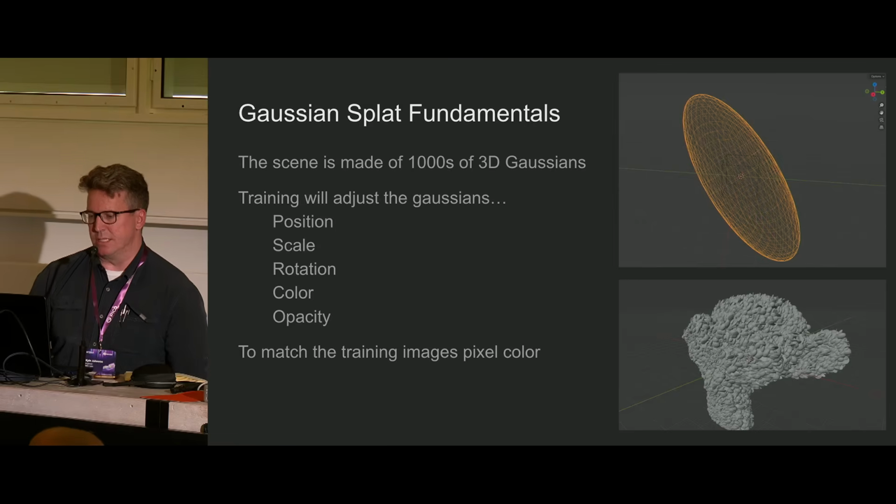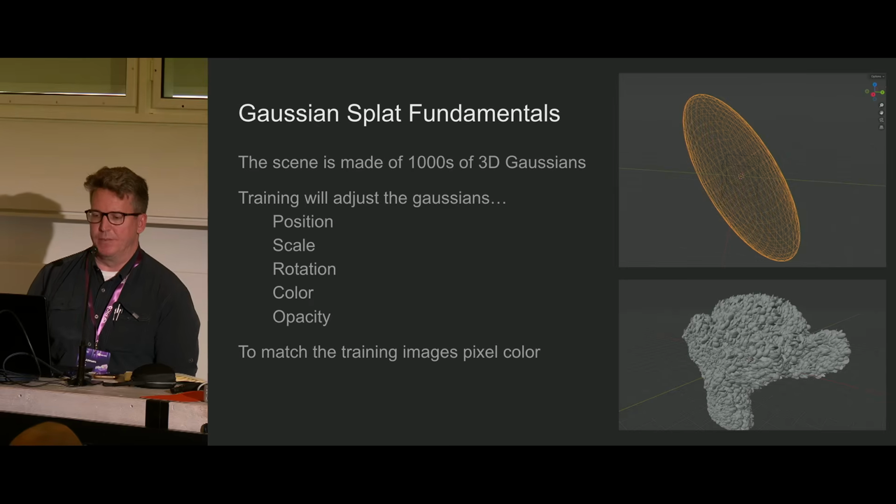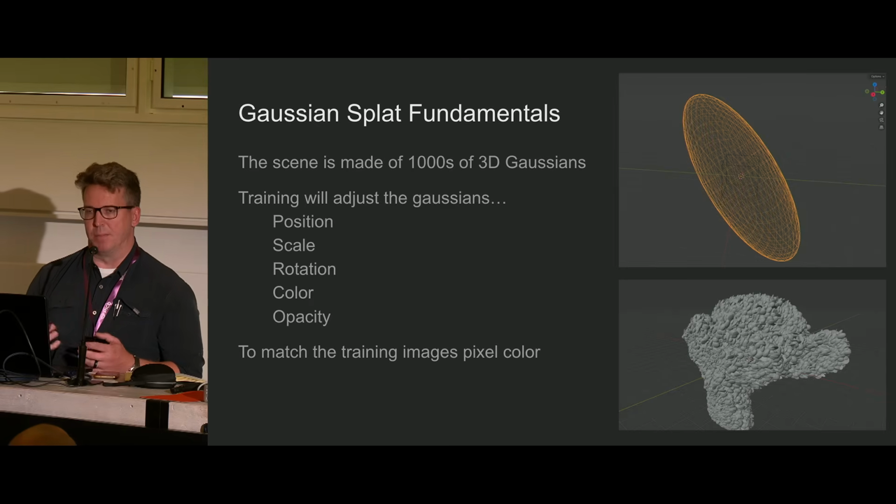So a little bit about Gaussian splatting fundamentals. What is it? So instead of your scene being made up of vertices, edges, triangles, and meshes, we're making them up of thousands, tens of thousands, hundreds of thousands, in some cases millions of 3D Gaussians.